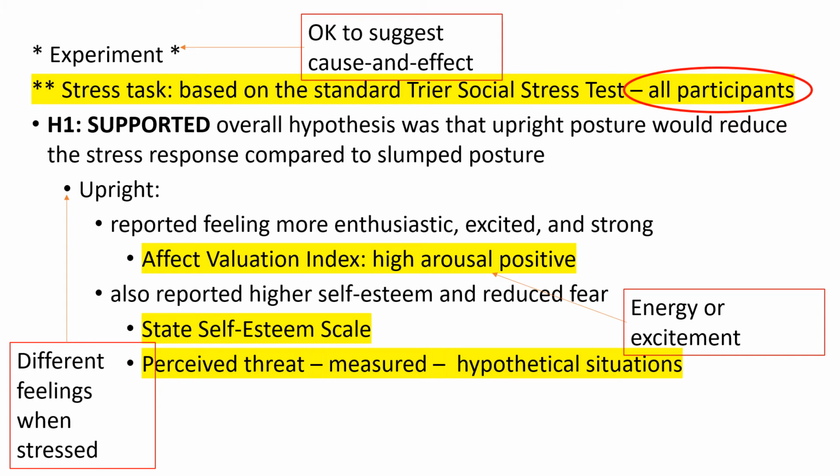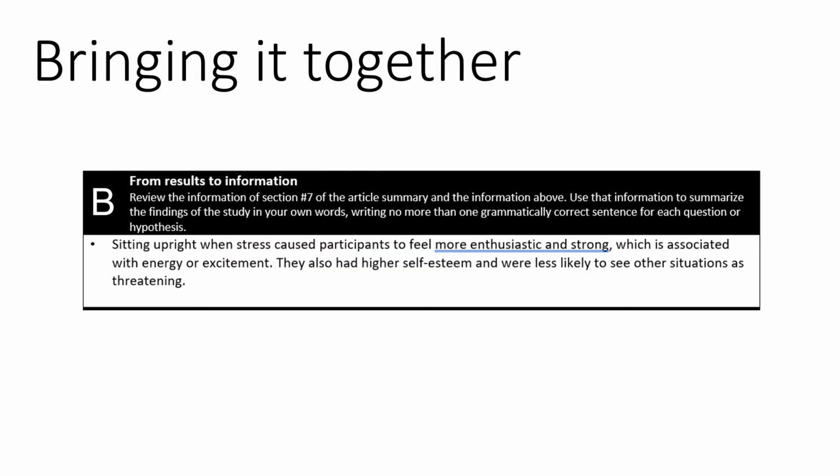Now that I've highlighted all the related information, I can start to think about what this means. I'll start by just thinking about the upright group. From this, I know that sitting upright when they were stressed seemed to help participants feel more enthusiastic and strong, which tended to be associated with energy or excitement. They also had higher self-esteem and were less likely to see other situations as threatening. Given that, I'd write a sentence like this to summarize those results.